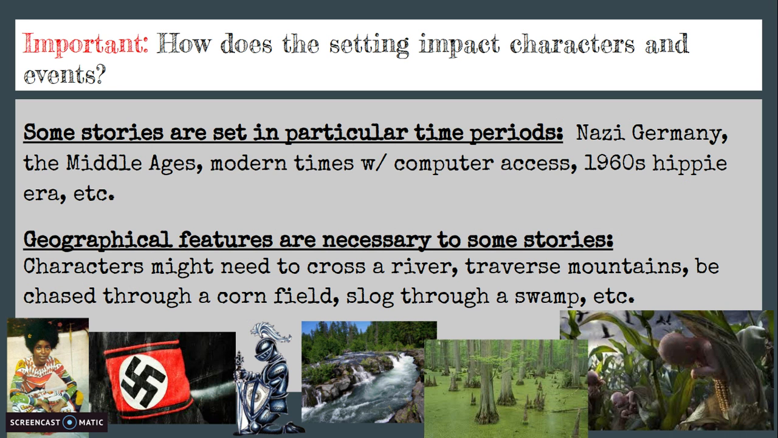Specifically, geographical features are necessary in some stories. Geographical features are just things like features of the land. So it could be a mountain or a lake or a cornfield, right? Characters might need to cross a river, traverse mountains, be chased through a cornfield, or slog through swamps, etc. So those geographical features are necessary. If you need a lake in your story, then it can't take place in the desert, obviously, right? If you need to be in the mountains, then it can't take place on the plains. So a lot of times your story will dictate where the setting is, but also the setting can sometimes lead to developments in the story.